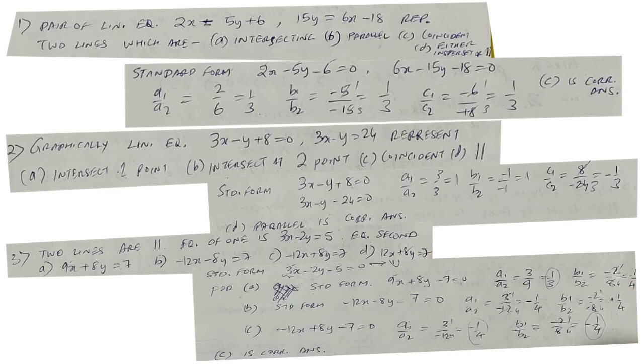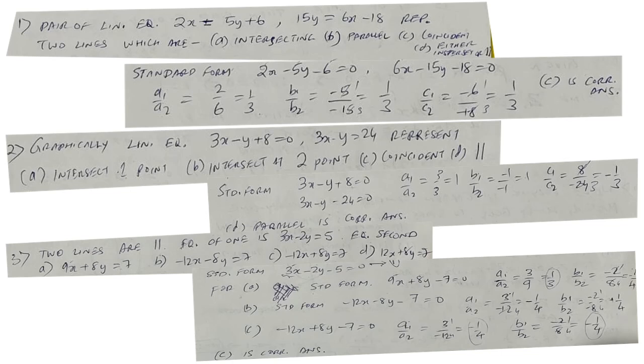So A1 by A2 is equal to 3 by minus 12 in this case, minus 1 by 4. B1 by B2 is minus 2 by minus 8, that is plus 1 by 4. So again, this is not parallel because minus 1 by 4 is different than 1 by 4. In the case C, we have minus 12x plus 8y minus 7. A1 by A2 is minus 1 by 4. B1 by B2 is also minus 1 by 4. So C is the line which is parallel to the first line.